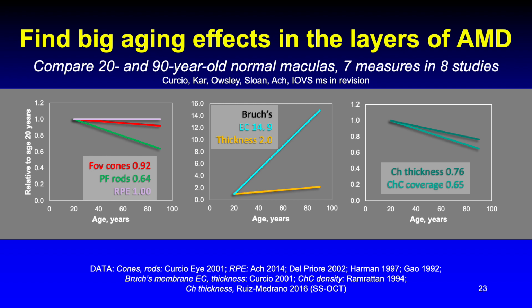7 tissue-level measures. In the middle is a 2-fold thickening of Bruch's membrane and a 15-fold increase in the esterified cholesterol, the main ingredient of lipoproteins. Let's focus on that huge increase.